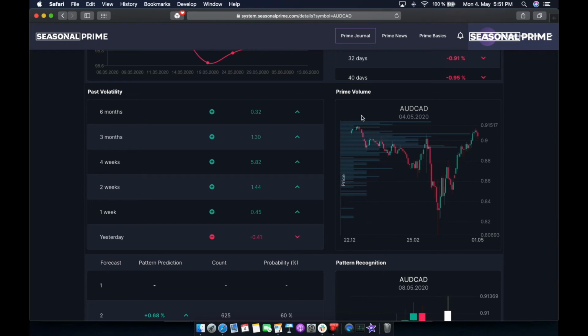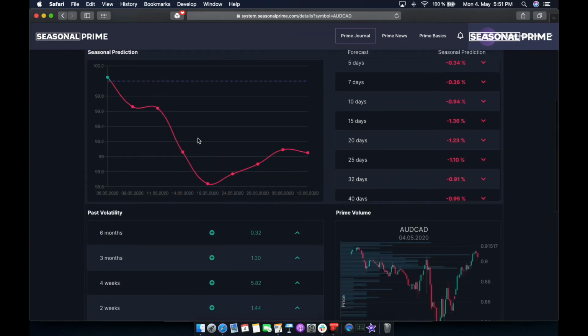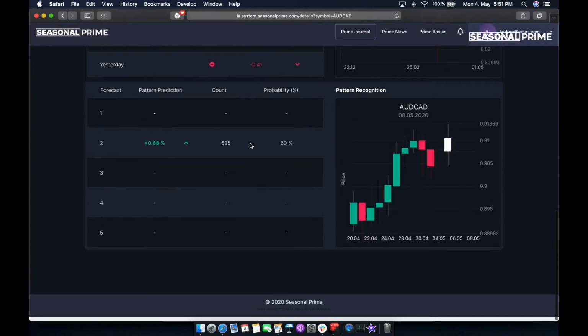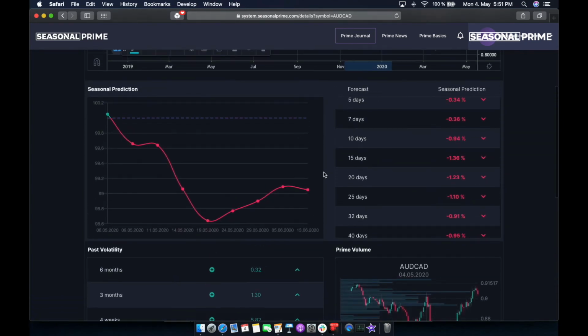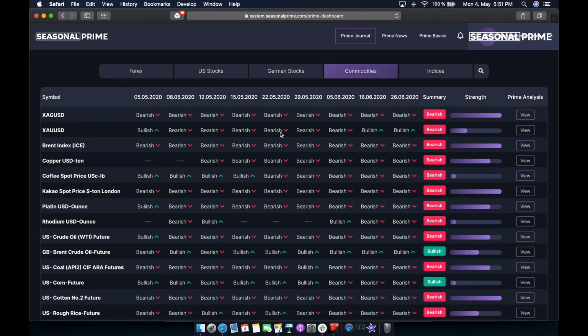On the other side, we also have the prime volume, so we can see some important key levels in the chart, which gives us more insights about the market. But also keep in mind, number one, seasonal prediction, very important. Pattern prediction, also very important. We have a huge amount of data which we are analyzing here. Just a quick example in this.